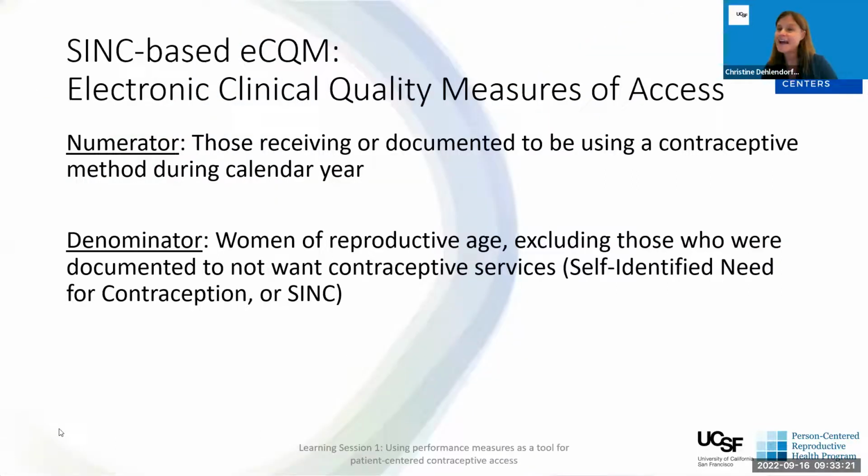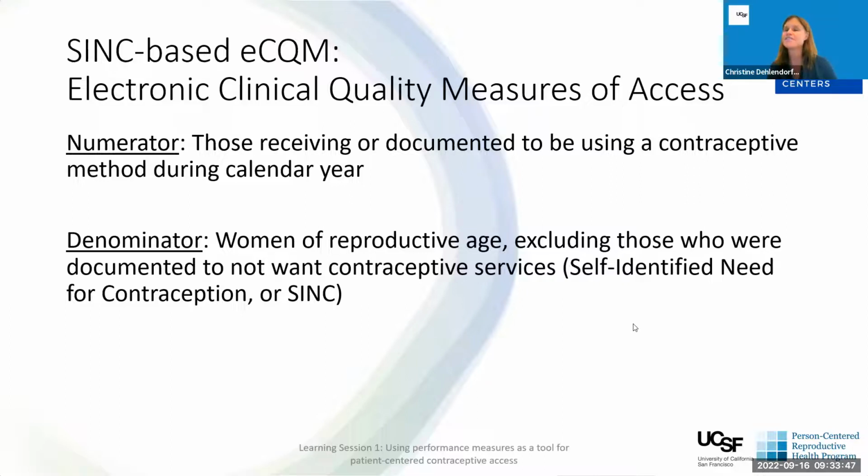Okay, so that was the patient-centeredness pillar that I was talking about. That's one of the performance measures we're using in this project. The other one, as we referenced, is the SYNC-based ECQM. ECQM is electronic clinical quality measure. So that's using EHR data to measure contraceptive use. And SYNC is the self-identified need for contraception. And I'm going to talk more about that.